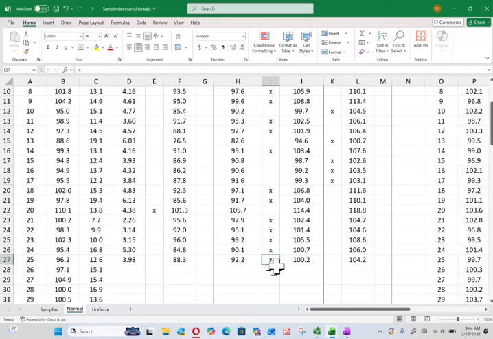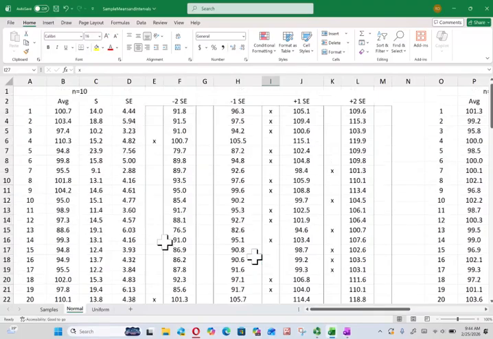Pure dumb luck. It came out exactly what it was supposed to be. And it isn't going to do that very often. How many should I expect below 2 standard errors less than the mean?